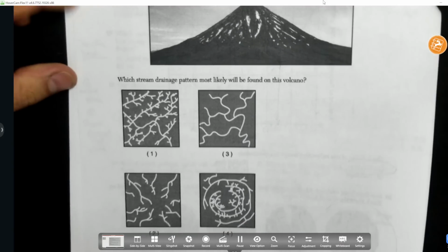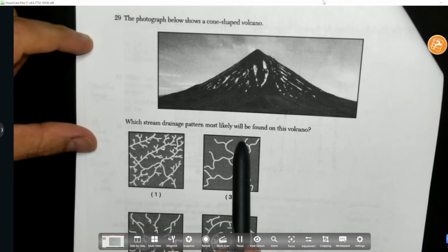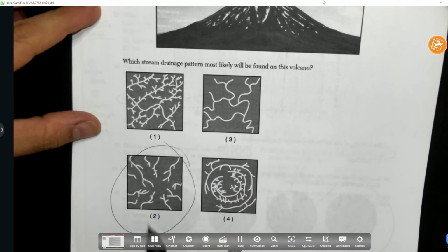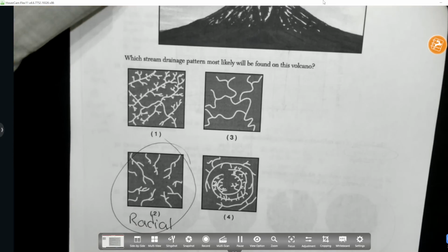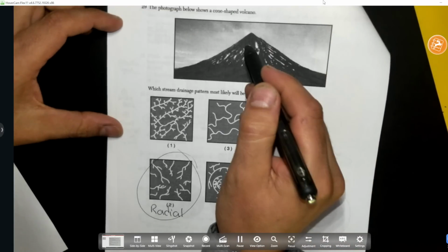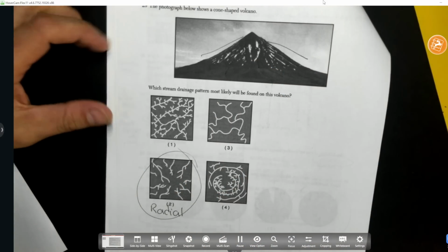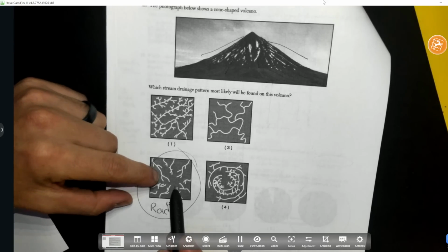Next up, we're looking at drainage patterns. The photograph shows a cone-shaped volcano. Which stream drainage pattern would be found on this volcano? The answer would be 2. We refer to this as a radial drainage pattern. Radial means to go all the way around. So water runs here, here, here, down that way, down that way. Now, as far as radials are concerned, that's when we have a sharp peak.